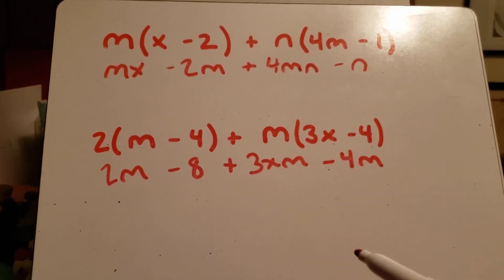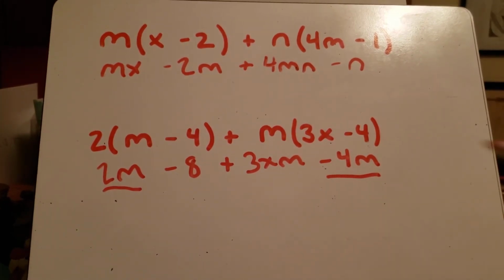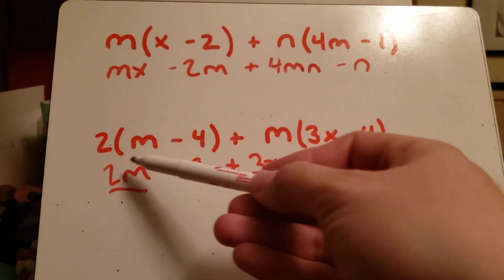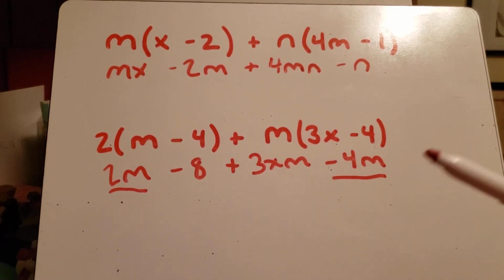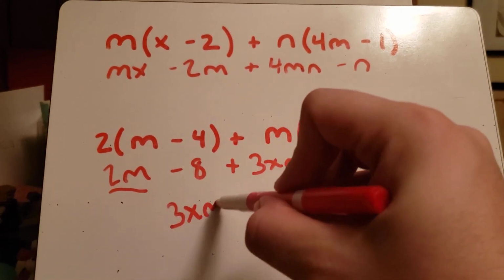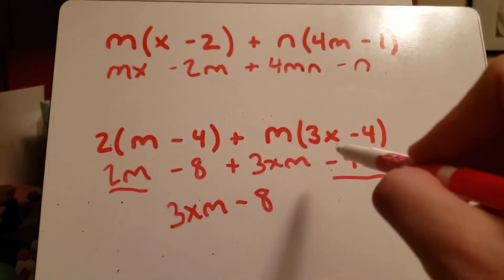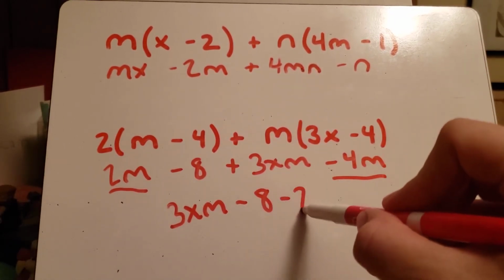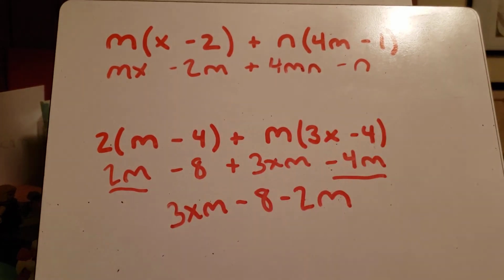Now in this one, we have two like terms. We've got 2m and negative 4m. Those are like terms because they have the same variable, right? They're still just regular old m's. So they can be added and subtracted. So let's do that real quick. We've got 3xm, that one can't be simplified, minus 8. And then 2m's minus 4m's is negative 2m's. And now that is the simplified answer there, because we had two things that had the same terms.